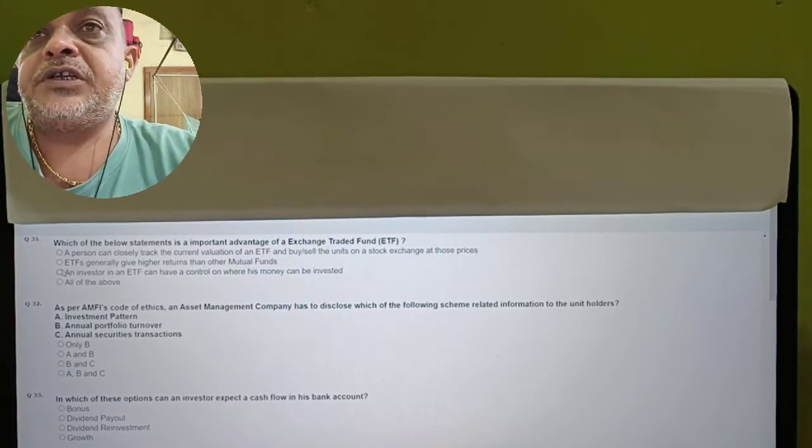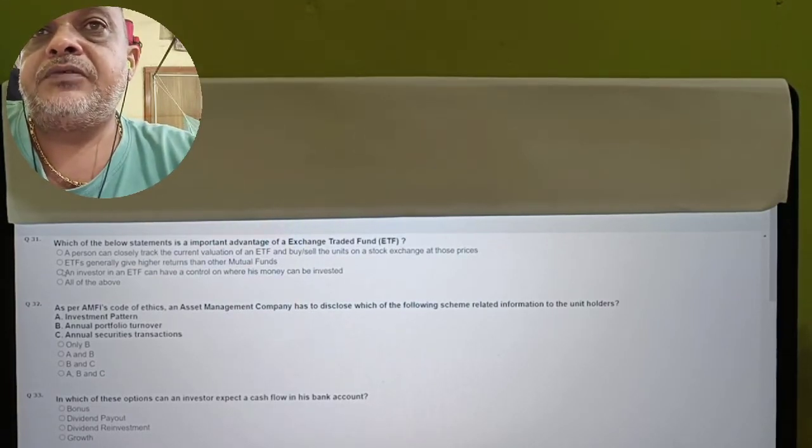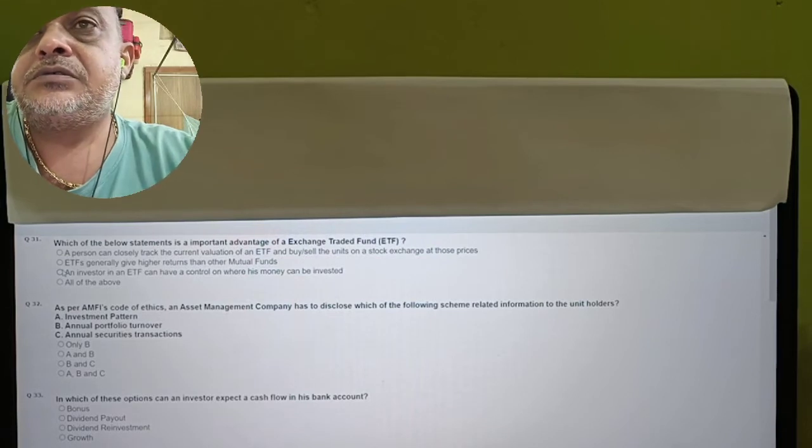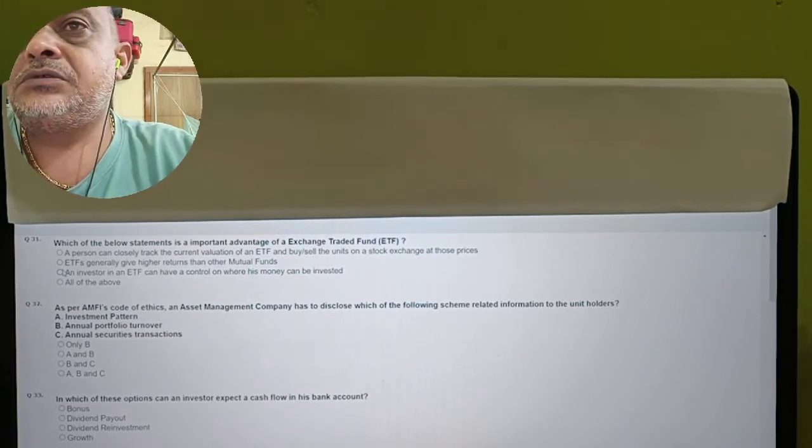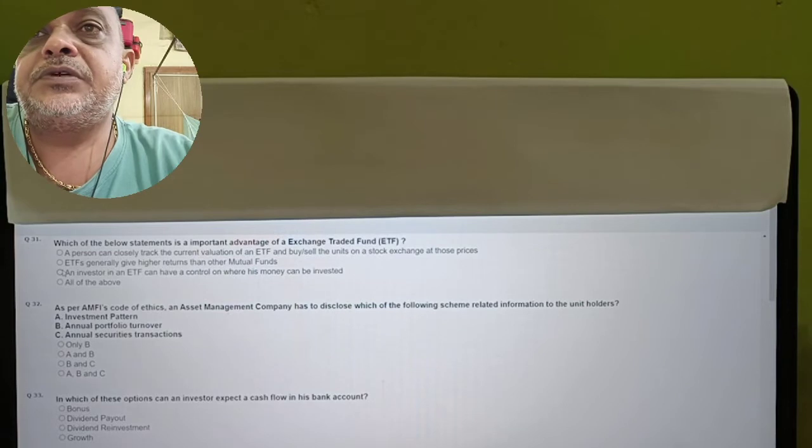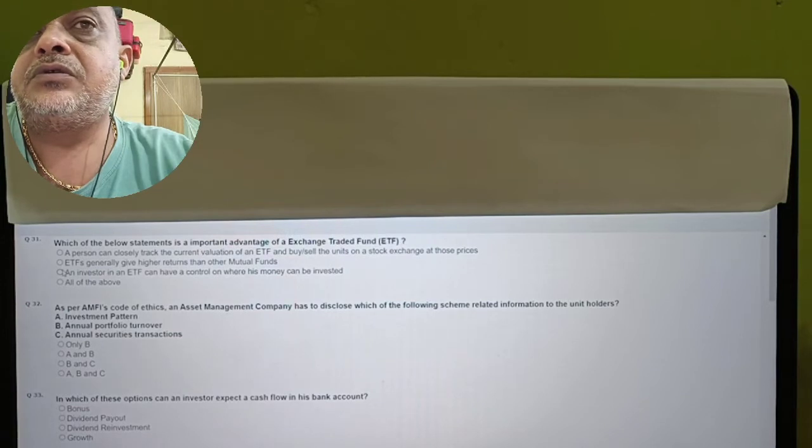Which of the below statements is an important advantage of exchange traded fund? A person can closely track current valuation of an ETF and buy and sell the units on the stock exchange at lower prices. Number 1 is right.